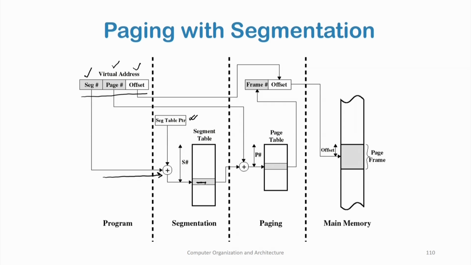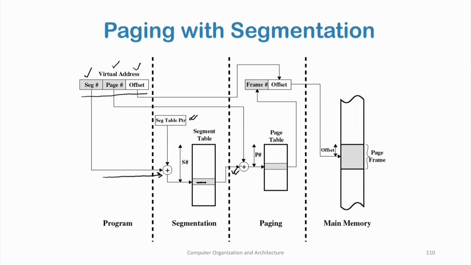So, in that segment what do I do? From that segment, what do I get? I get the starting address of the page table corresponding to that segment.